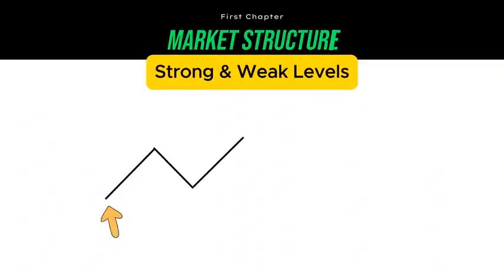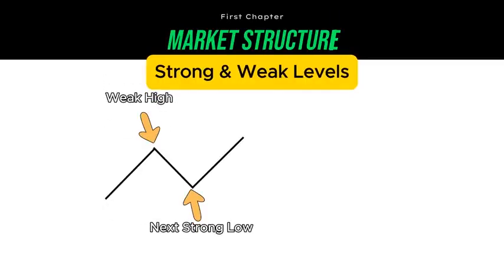This is the low of the first movement. On uptrends, we know that lows are not broken. So this is the first strong level. Then price goes up, pulls back and breaks the high. So by confirmation of the uptrend, the lowest point of the pullback is the next strong low, and the high that broke is the weak high. And this markup repeats.